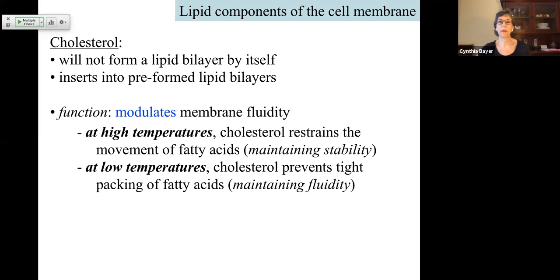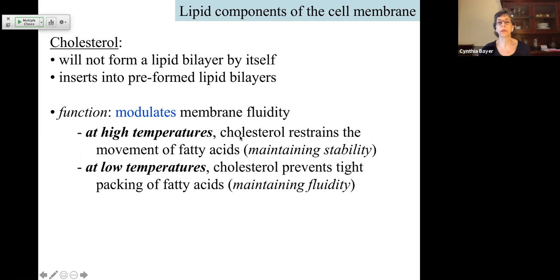We want the membrane to be able to have its constituent parts move around, but it can't be completely fluid because it has a role in the cell. It has to serve as the boundary between the unit of the cell and the environment that the cell finds itself in. In animal cells, the role of cholesterol is to help maintain the stability of that lipid bilayer, so that it doesn't become too fluid.